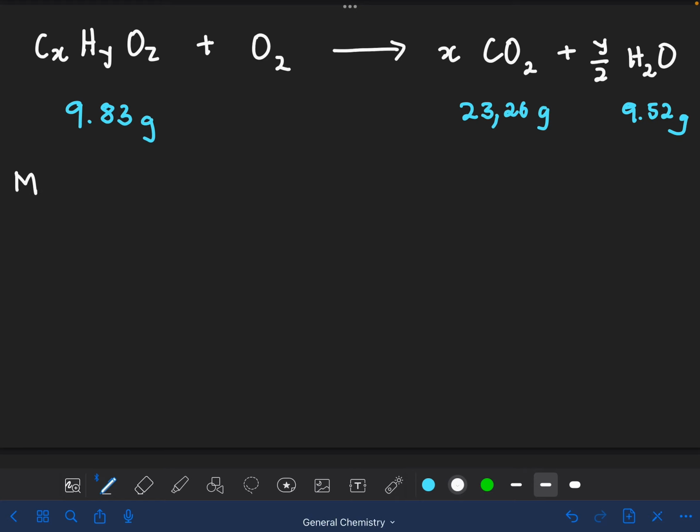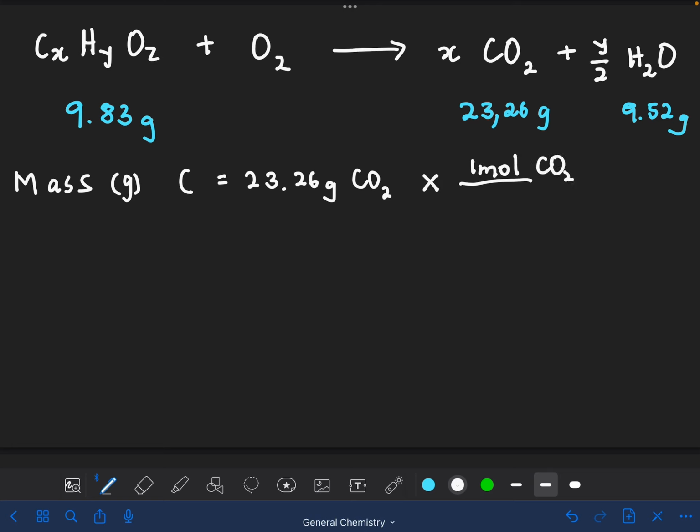Initially, I am going to calculate the mass in grams of carbon in the original sample. So I'm going to start with 23.26 grams of carbon dioxide. Remember, I'm using dimensional analysis. So 1 mole of carbon dioxide per 44.01 grams of carbon dioxide.